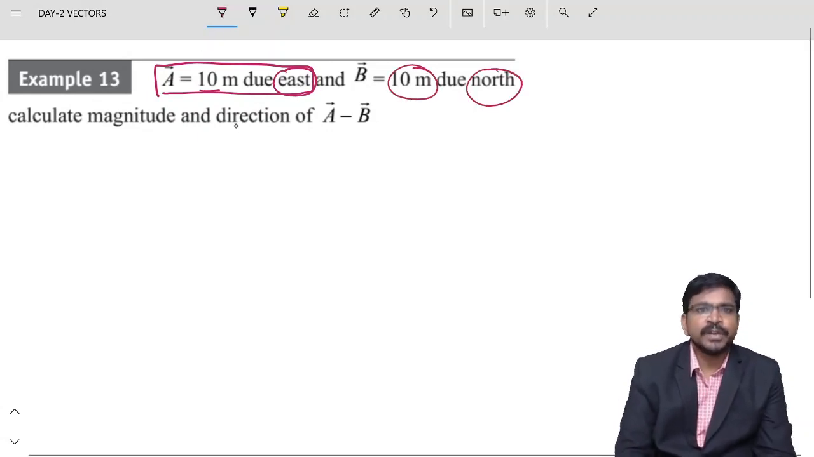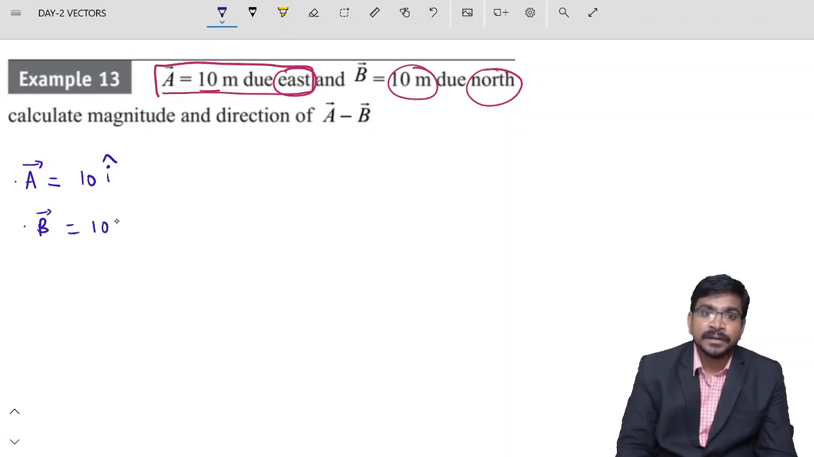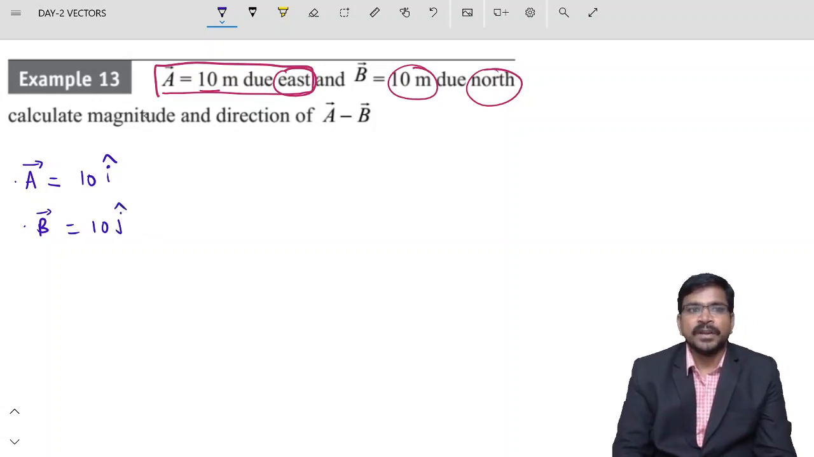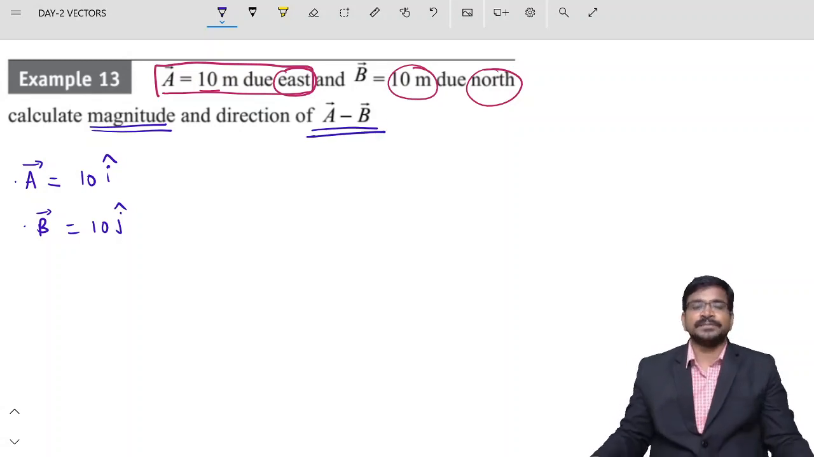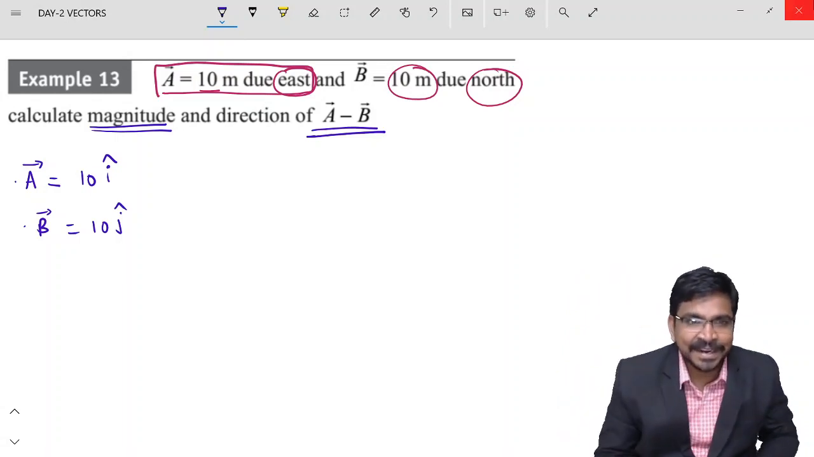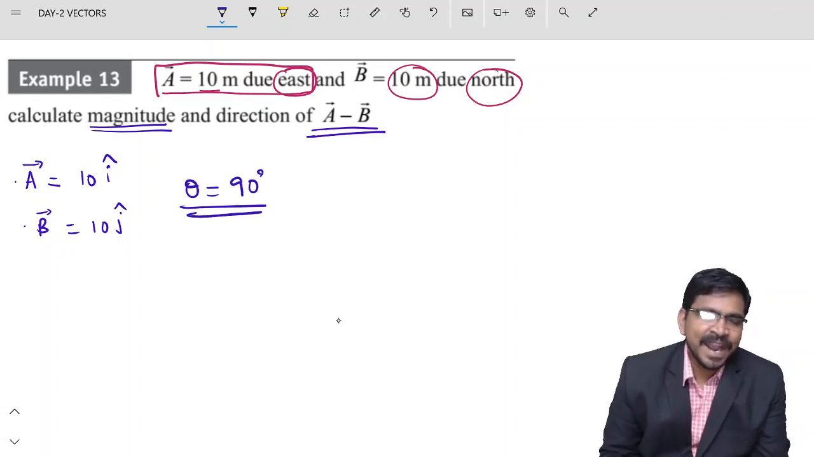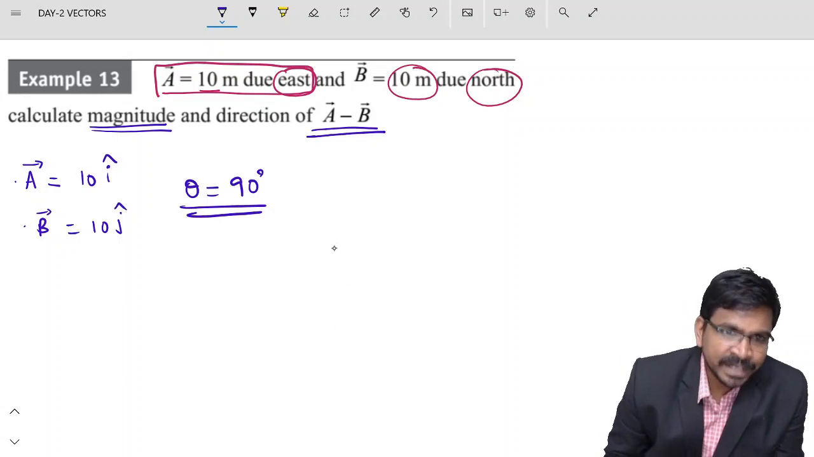So whenever you get a question something similar to this, you should write in terms of the orthogonal unit vectors. East means positive x-axis. So A is 10 I cap and B is 10 J cap. And here we should calculate magnitude and direction of A minus B. Clearly it indicates the angle between them, theta, is 90 degrees. It is very clear.